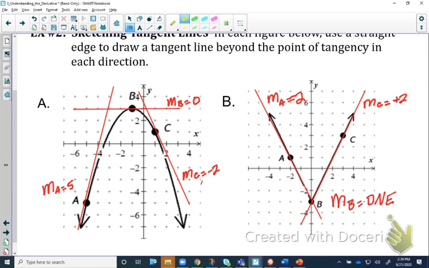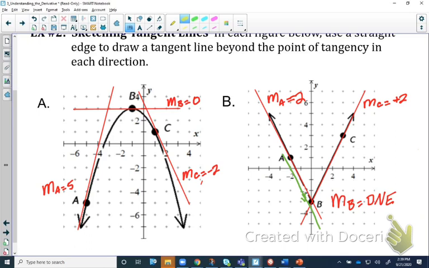And I'm sure that there are probably a bunch of you that drew your line like that, very much like we would have done on the parabola. Unfortunately, the tangent line doesn't exist at point B. And let's think about it as we come down.